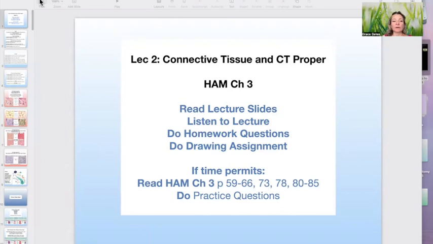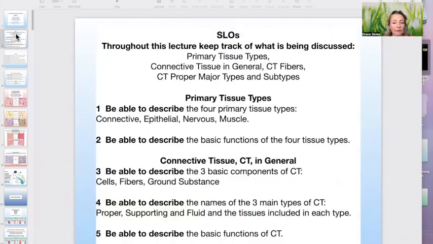Hi, this is the video for lecture 2 on connective tissue. So, connective tissue and connective tissue proper, it's based on Martini's chapter 3. Here are the learning objectives, and they are divided up by subject. I invite you throughout this lecture to keep track of what is being discussed.